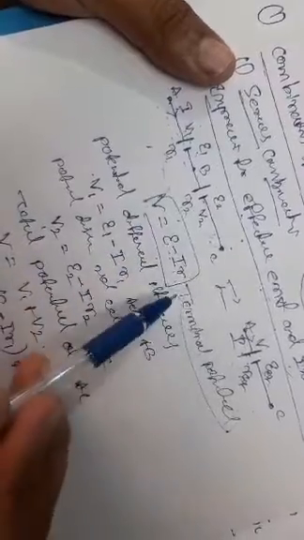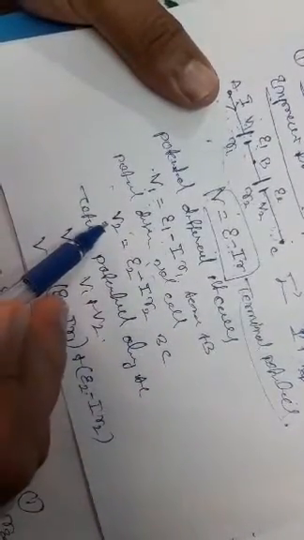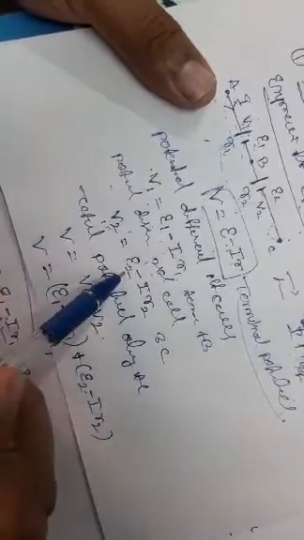By using the terminal potential definition, V is equal to epsilon minus IR. First, write the potential difference of the first cell, then similarly of the second cell. The first cell: V1 is equal to E1 minus the main current times internal resistance, I R1. The potential difference of the second cell is V2, the cell is E2, the main current is I, and the internal resistance is R2 along BC.